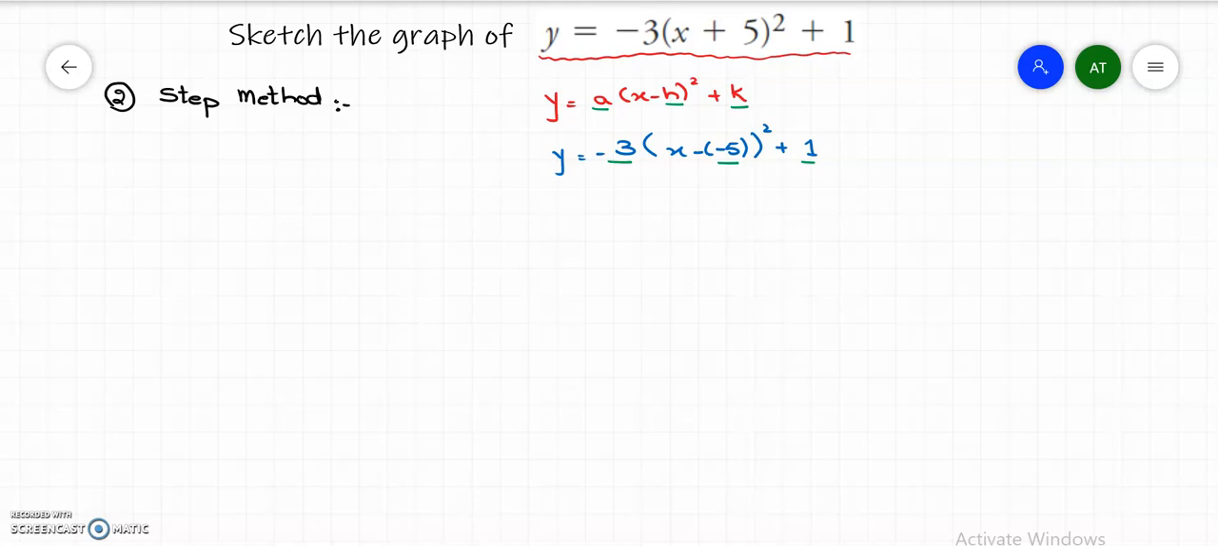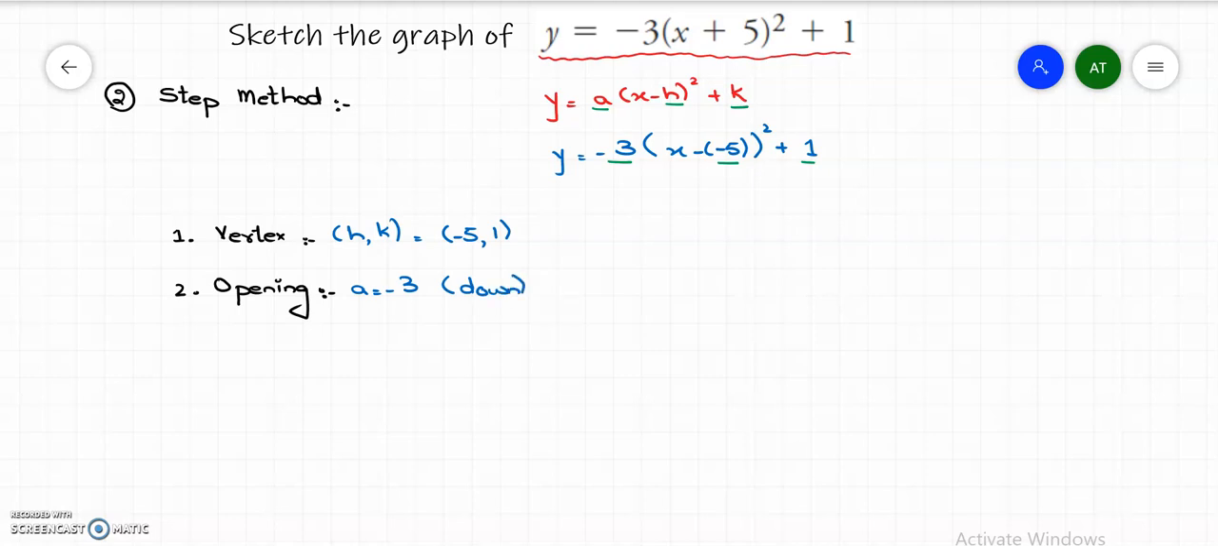In the step method the first thing we need is the vertex. In our case the vertex is (h, k). The h value is -5 and the k value is 1, so the vertex is (-5, 1). The next thing we need is the opening of the parabola. The opening of the parabola deals with the a value. When the a value is positive, the opening is upward. When a is negative, the opening is downward. Since here a is -3, which is negative, we can say that the opening is downward.